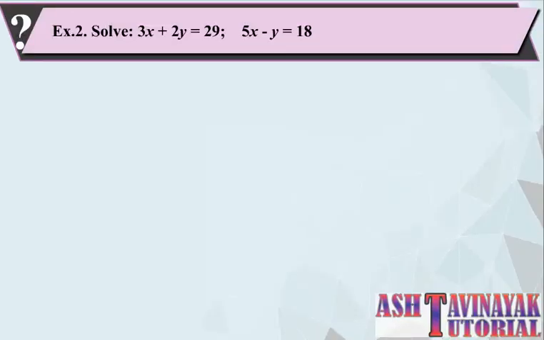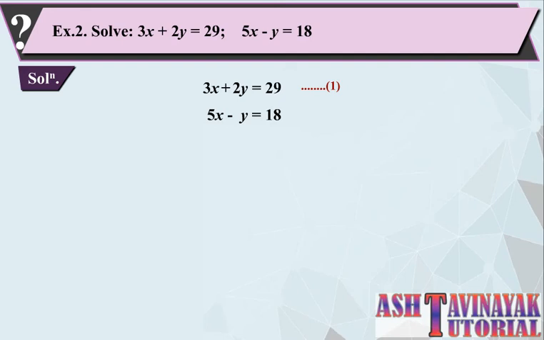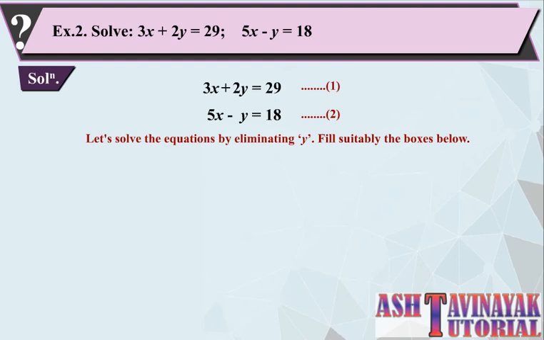Example 2. Solve 3x plus 2y is equal to 29, 5x minus y is equal to 18. Solution. 3x plus 2y is equal to 29. Equation 1. And 5x minus y is equal to 18. Equation 2. Let's solve the equations by eliminating y. Fill suitably the boxes below.